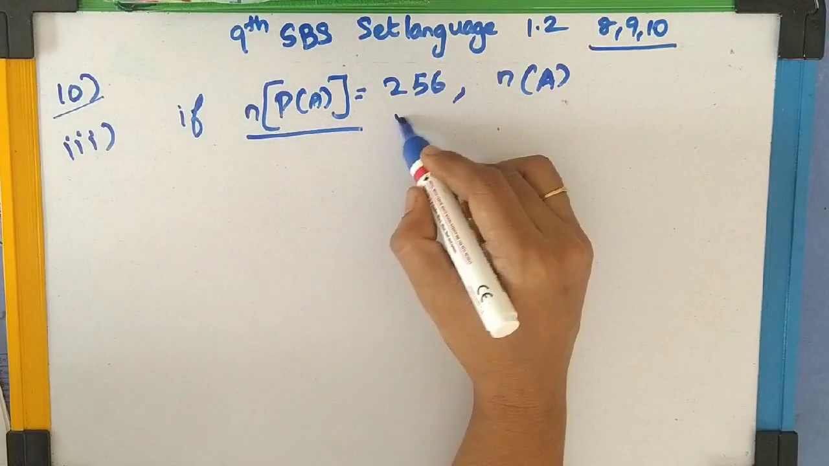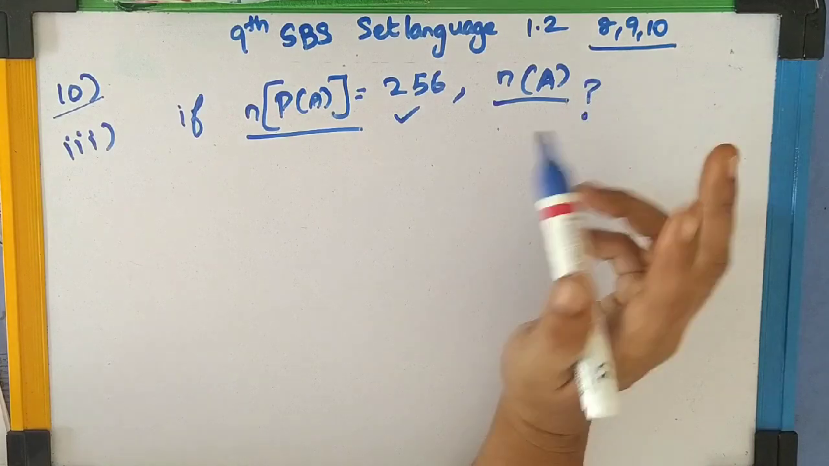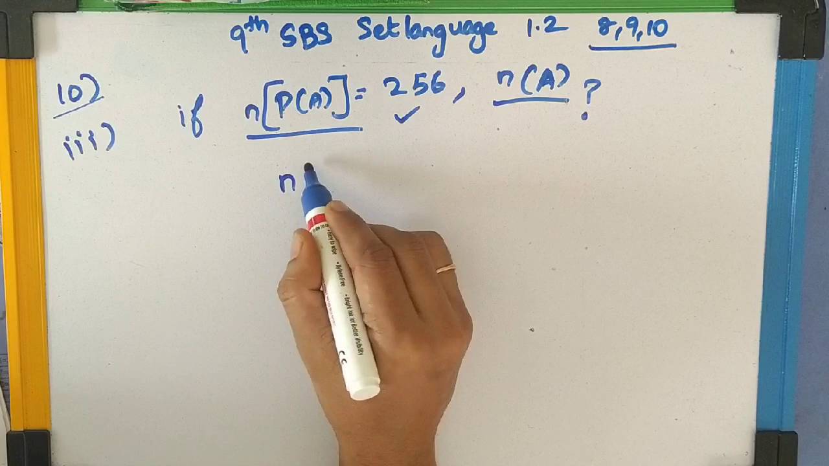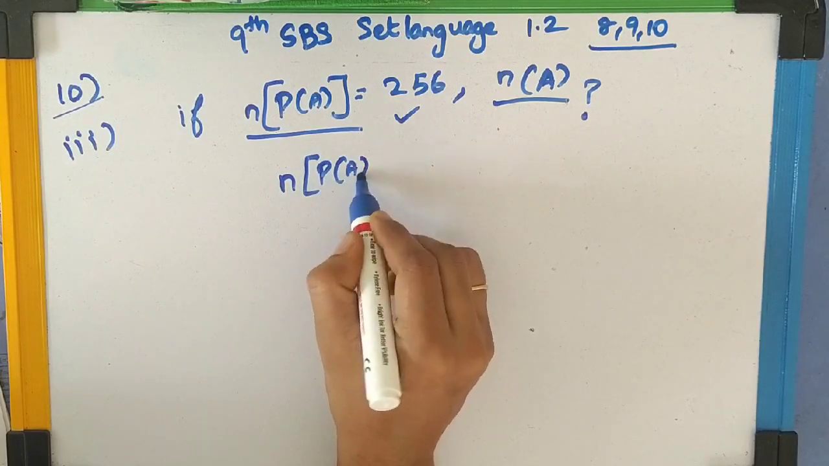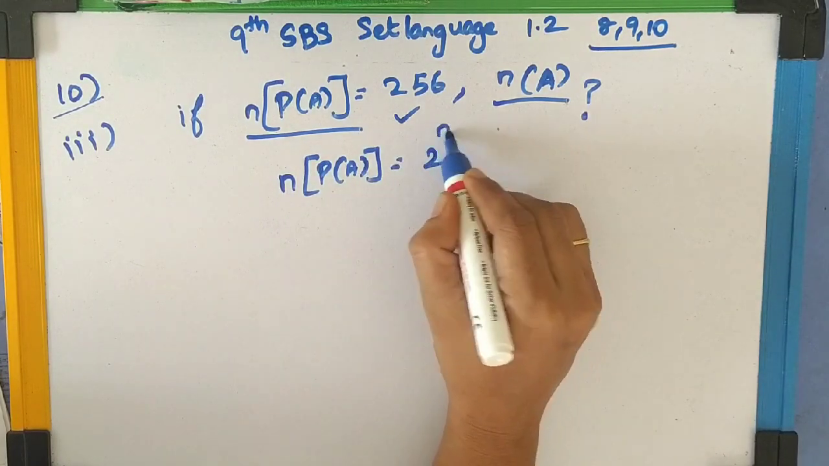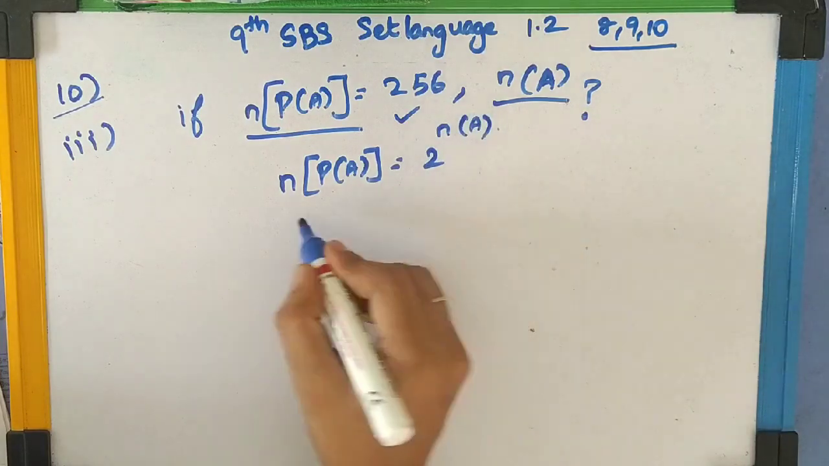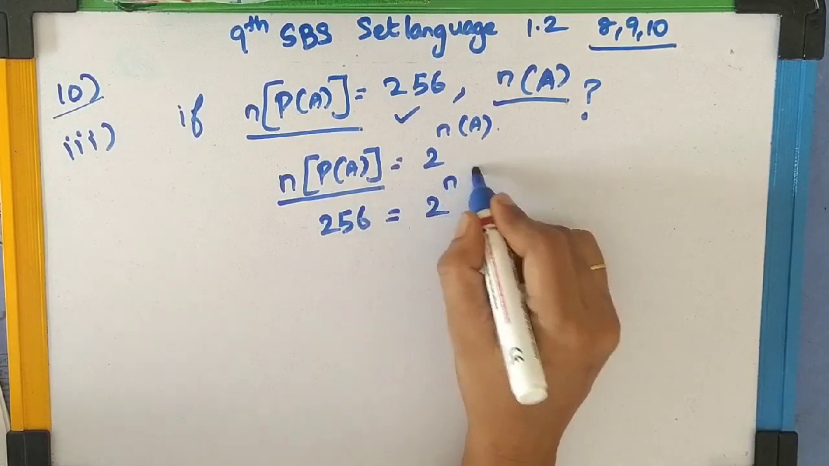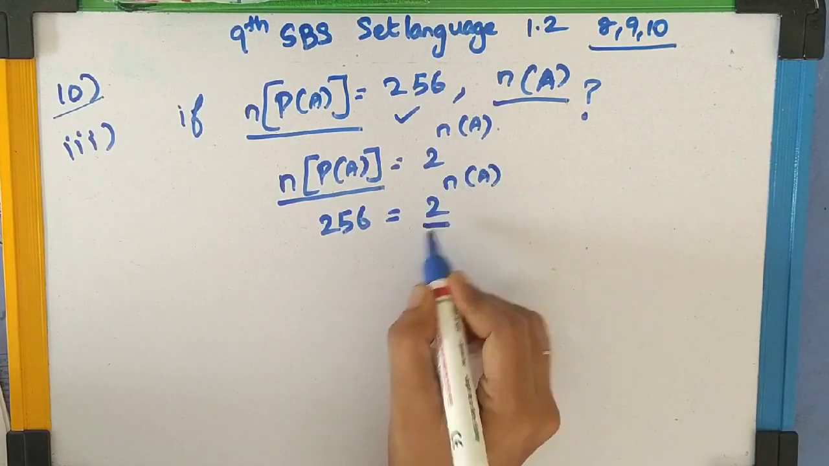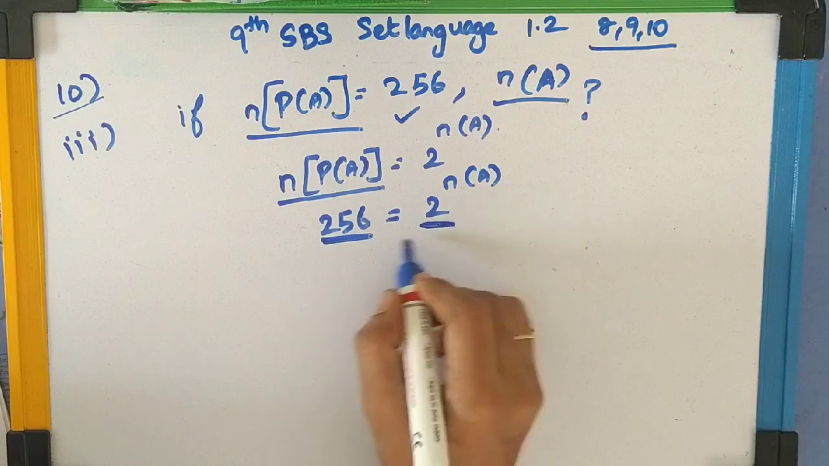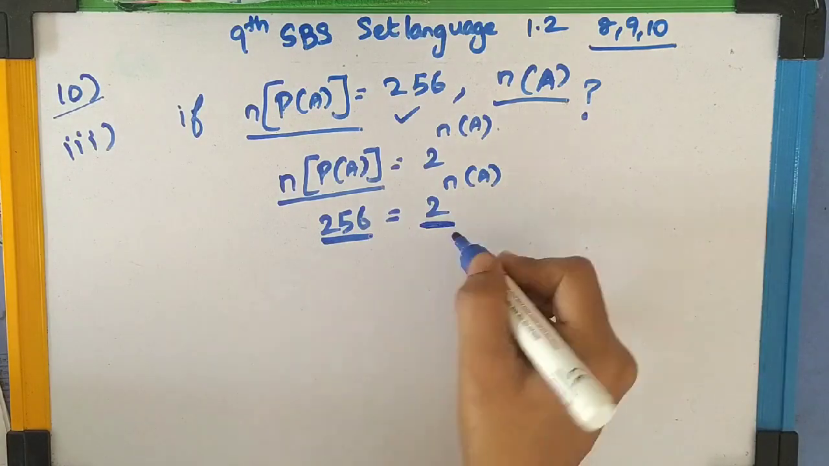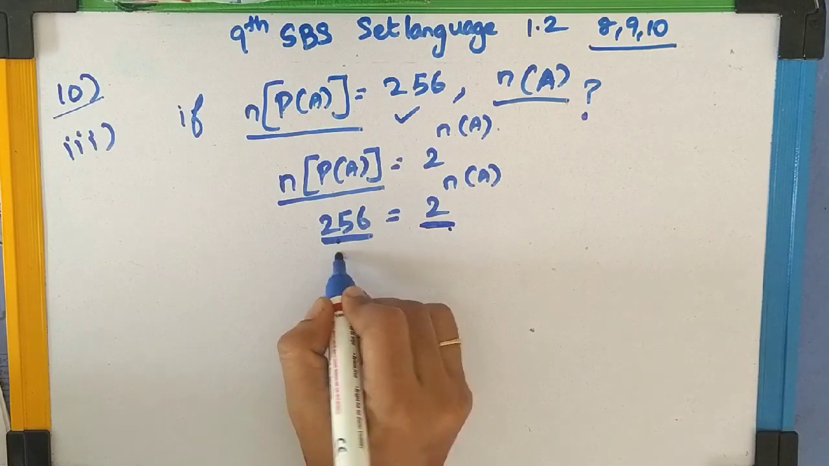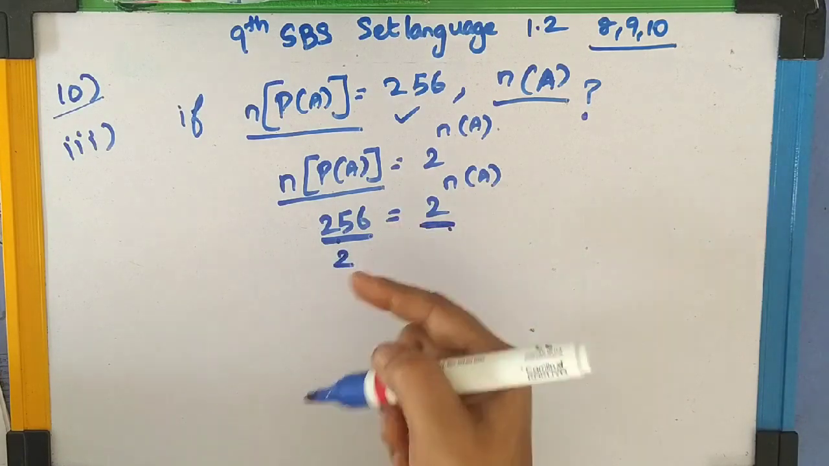Now let's go to the final question of this video. Here the number of subsets is given. We have to find the cardinal number. That is the reverse case. So write the formula first. The number of subsets is equal to 2 power cardinal number. So we know the number of subsets, that is 256, and we have to find the cardinal number. Here we have to divide 256 by 2 and find how many times it can be divided by 2, and that is the cardinal number.